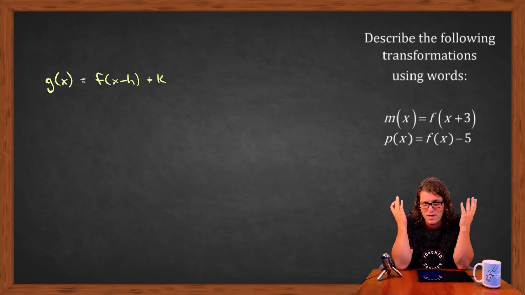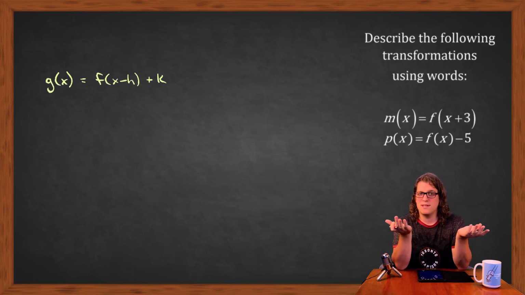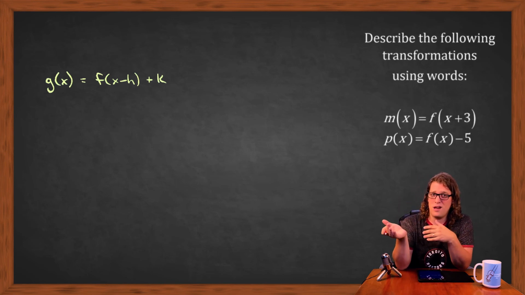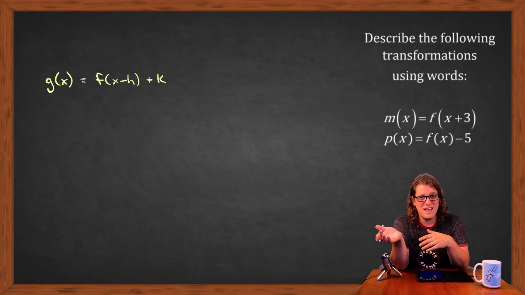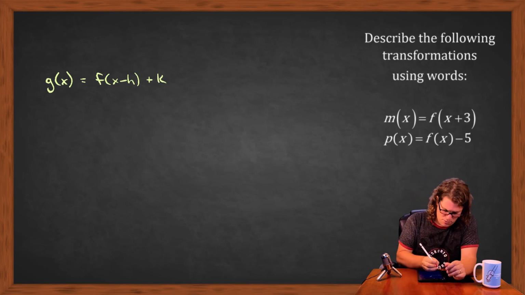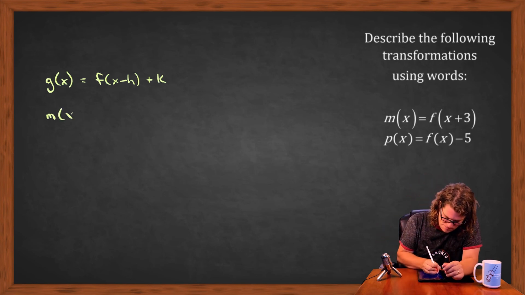So as you can tell with my examples above, one of them basically has a k value and no h, and the other one has an h and no k. So I'm going to start out with the m of x example. So we have m of x is equal to f of x plus 3.